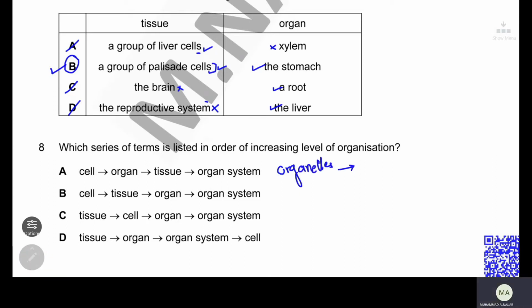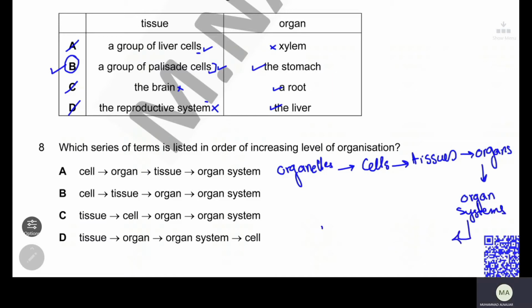They are together making cells. Then the cells make tissues. Tissues make organs. Organs together make an organ system. And organ systems together make an organism. So cell then organ is not correct, we'll exclude it. Cell, tissue, okay. Tissue, organ, okay. Organ system, this is the correct order.